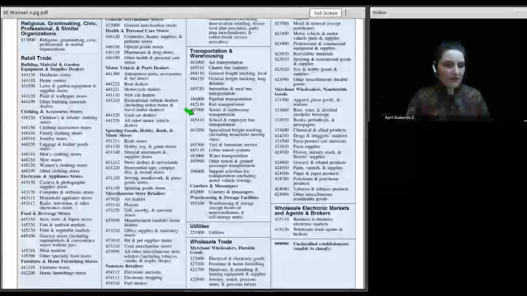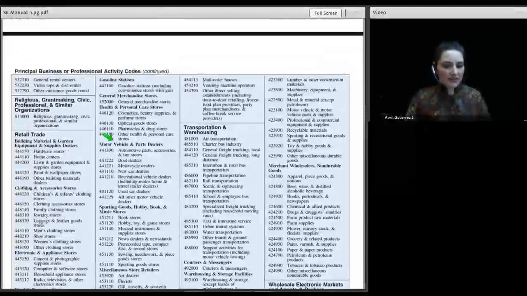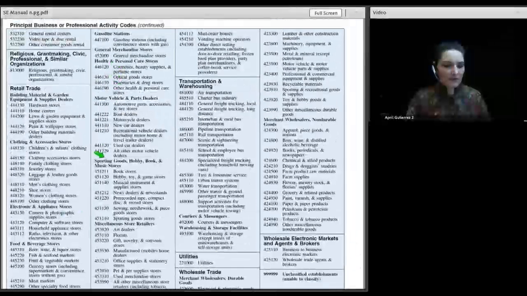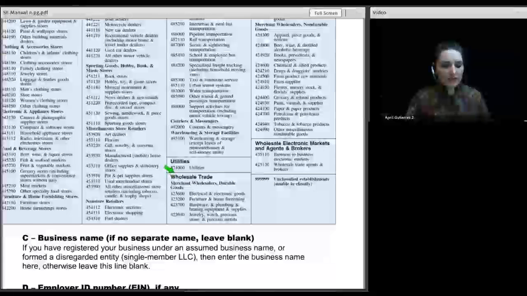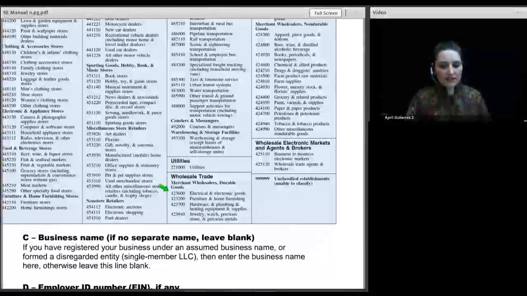And then we have something for religious groups, retail trade, all the different types of things you might be selling. Car dealers are separated from other kinds of retail items. Then we have transportation, that would be trucking firms, couriers and messengers, utility companies, wholesale trade, and then finally the 999999, unable to classify in any way whatsoever.